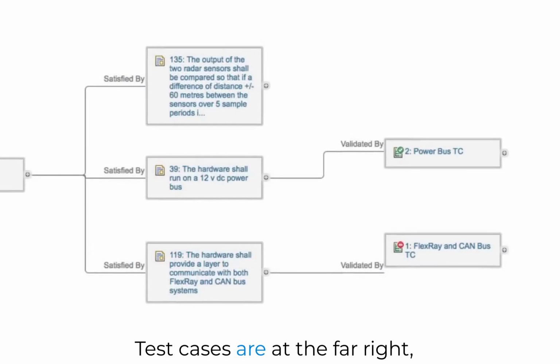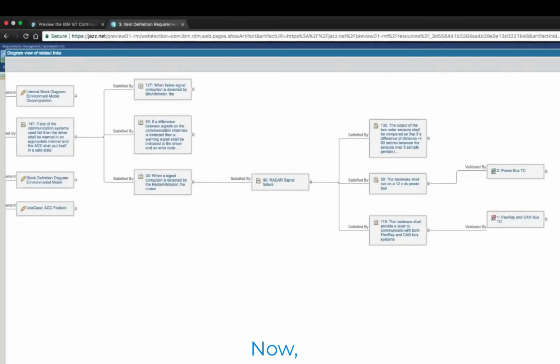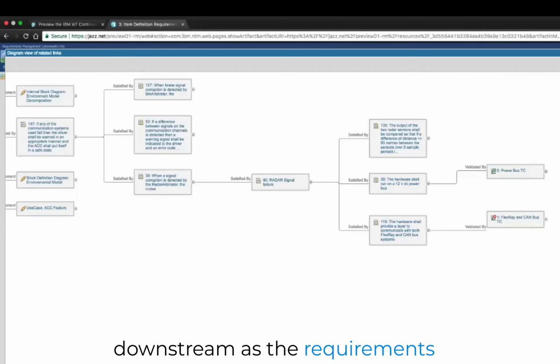Test cases are at the far right, since they're connected to the hardware requirements for the radar subsystem. Now this view shows traceability and is a very useful way of navigating around the connected artifacts, but it also highlights impact analysis, the ripple effect up or downstream as the requirements change. And if there's one thing that's certain in requirements management, it is that change is inevitable.